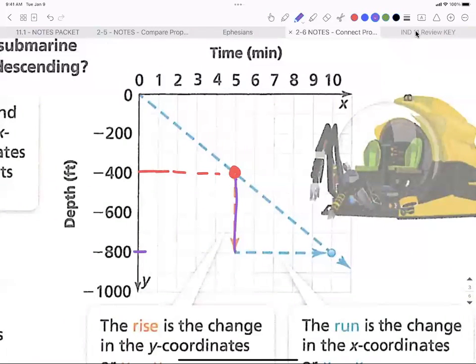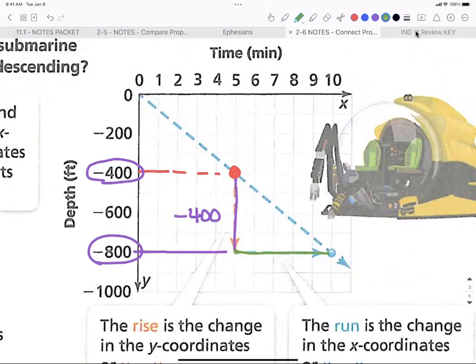Well, how far did we fall? We fell from negative 400 down to negative 800. So that was a negative 400 drop. That's a negative 400 drop. Then we look at our run, right? Our run is kind of doing the other part of the box, which is we go over. How far did we run? We ran from, I'm used to doing it down here, but it's actually up top. We run from 5 over to 10.